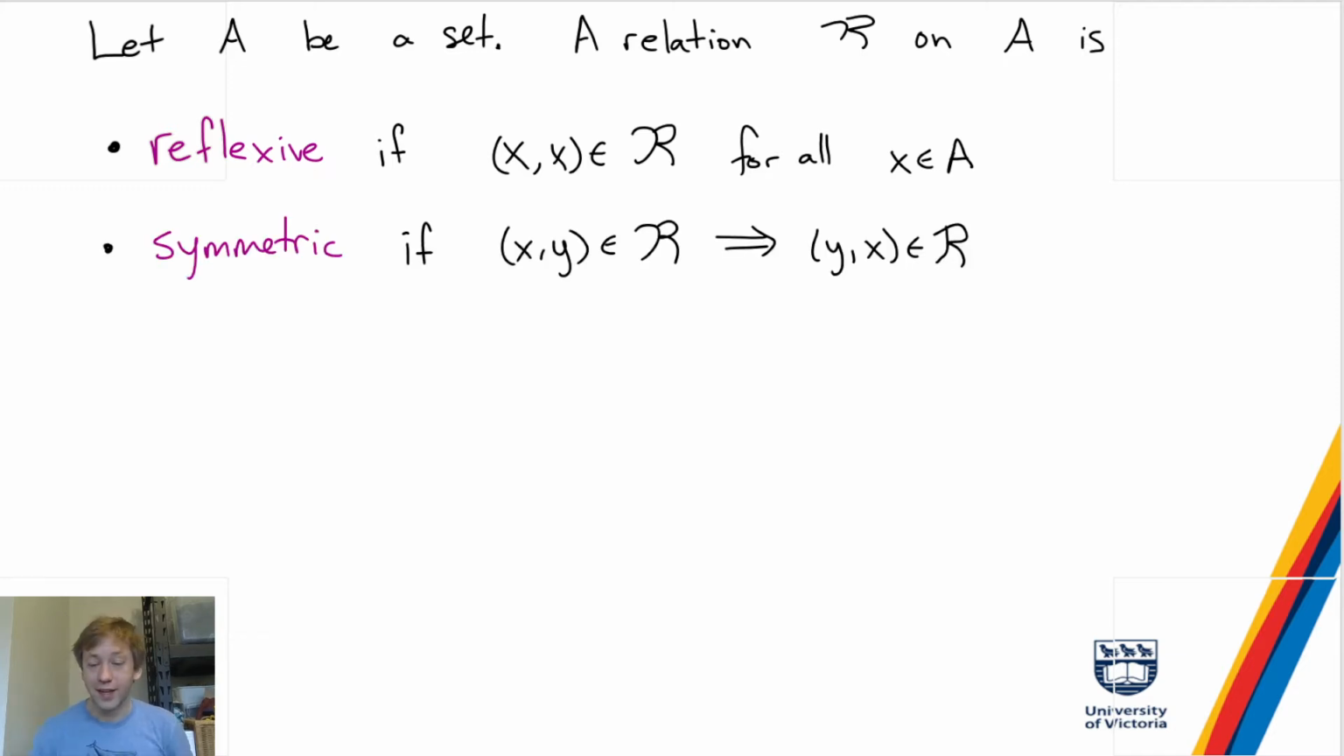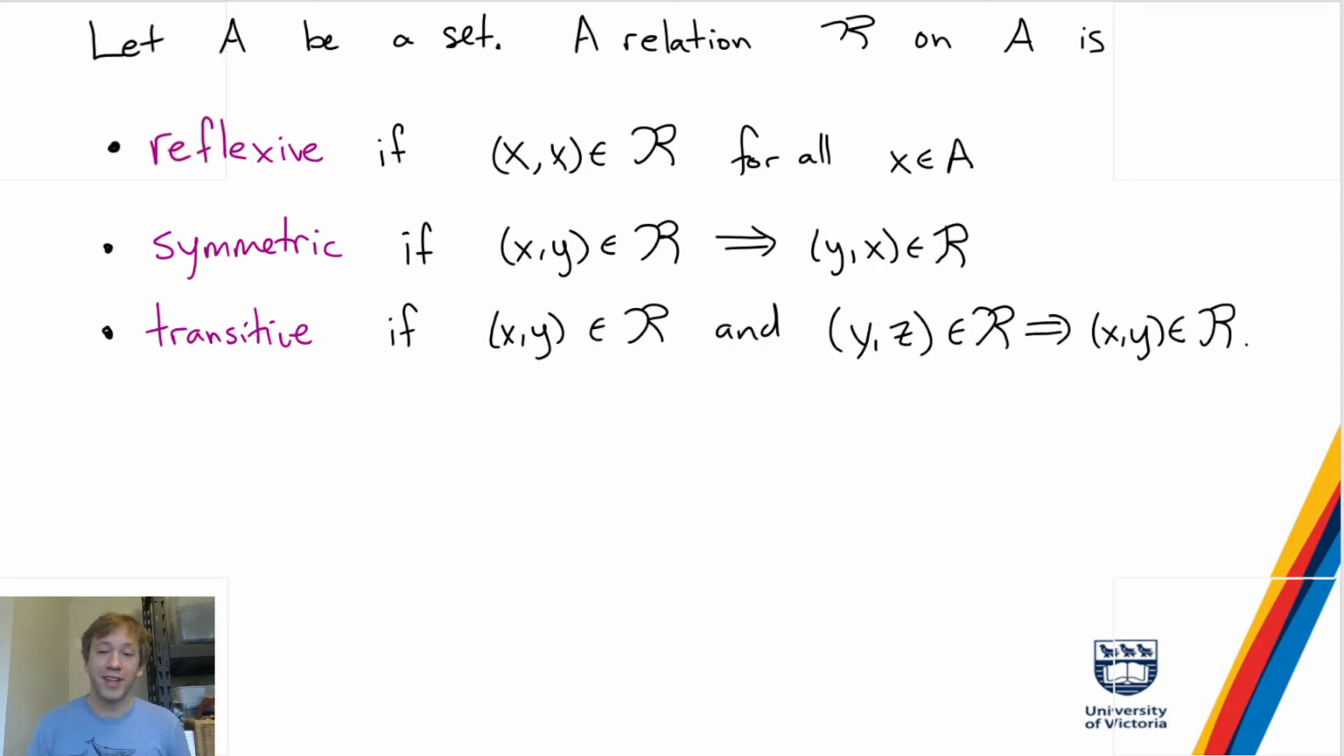The second key condition is that it's symmetric. A relation is symmetric if whenever x is related to y, then y is related to x. The way I'm writing it here is with a logical implication. So I'm writing that (x, y) being in the relation logically implies that (y, x) is in the relation. This is the same thing as saying that whenever x is related to y, you also have that y is related to x.